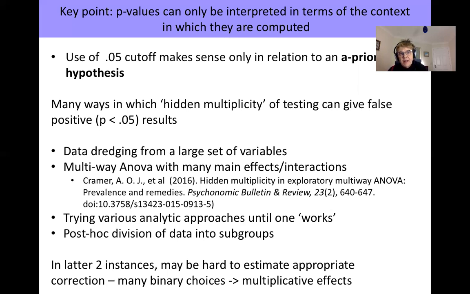There's a nice piece by Angelique Kramer about this. And then there's also just trying different analytic approaches until one sort of works, or dividing up your data into subgroups post hoc. All of these things will increase the likelihood of false positives. And quite often you're not even aware of just how many paths through the forking path you're taking, because you're not even aware that you're making all these small decisions, tweaking your data this way and that.